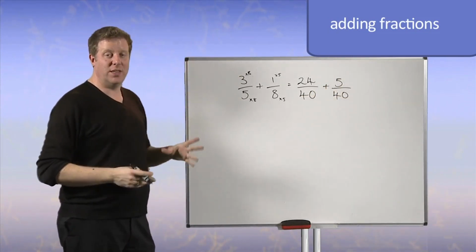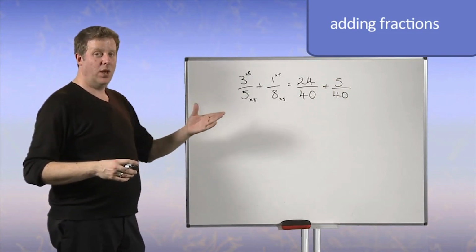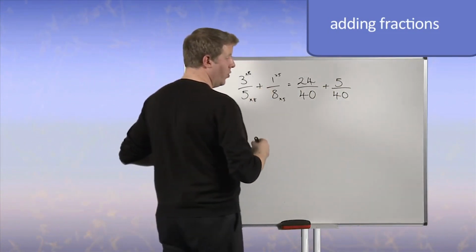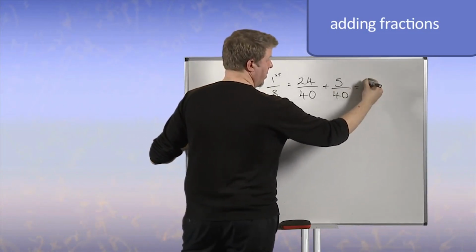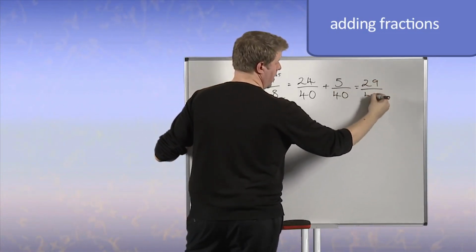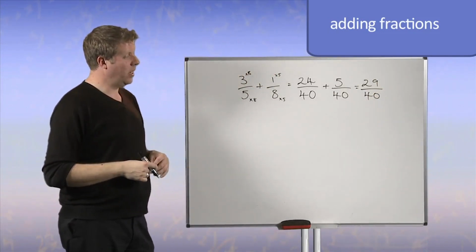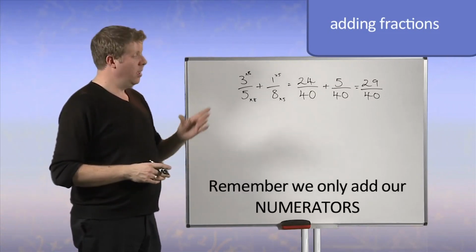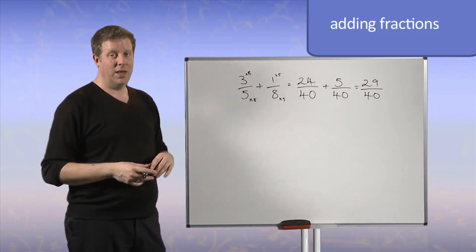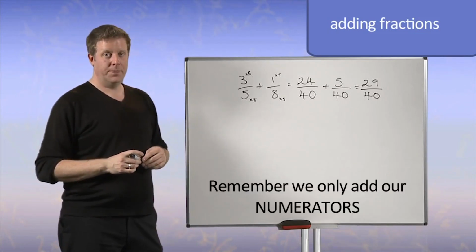So I've now rewritten them as equivalent fractions with the same denominator. And now I can just add them. 24 over 40 add 5 over 40 gives me a final answer of 29 over 40. We always check to see if we can simplify that answer, but because 29 is a prime number and doesn't go into 40, 29 over 40 is the simplest form.